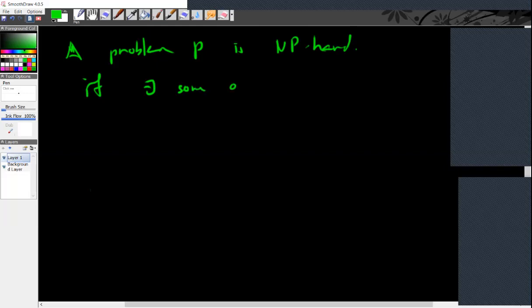I know the name sounds scary, but all it's saying is, let me write the definition down in case you guys haven't seen it before. A problem P is NP hard if there exists some other NP hard problem that reduces to it.